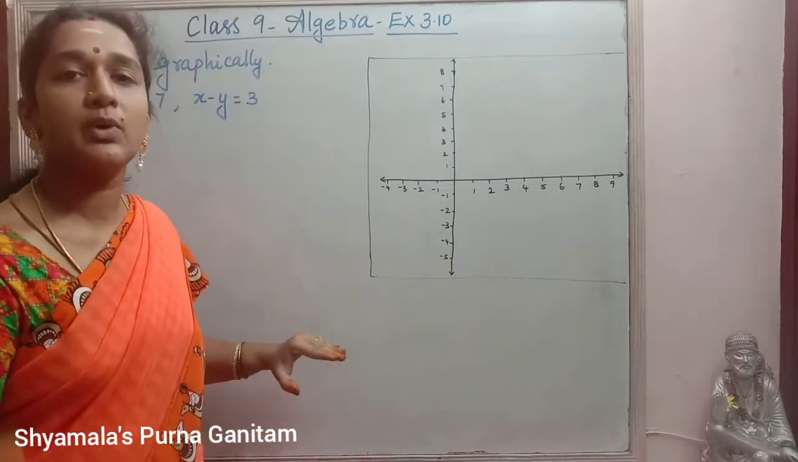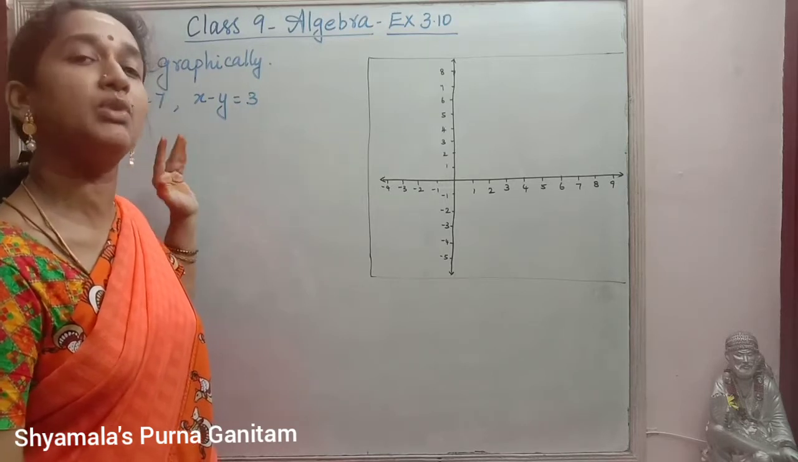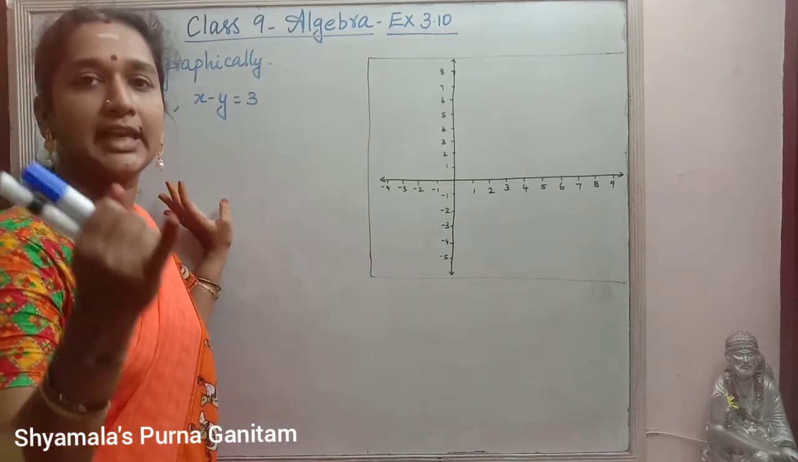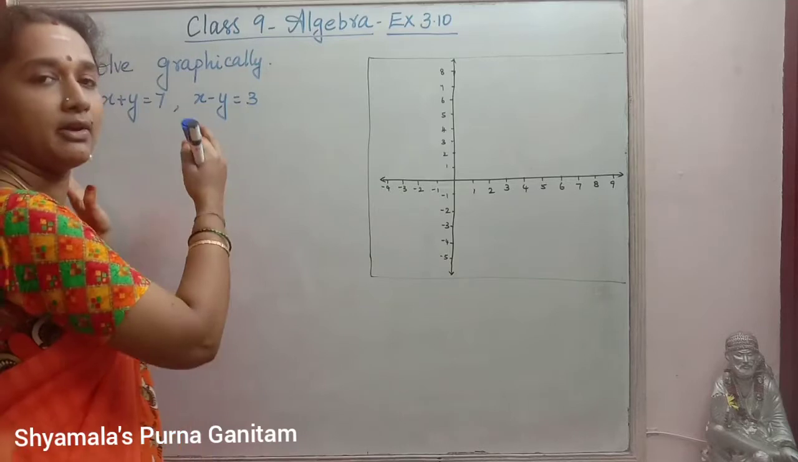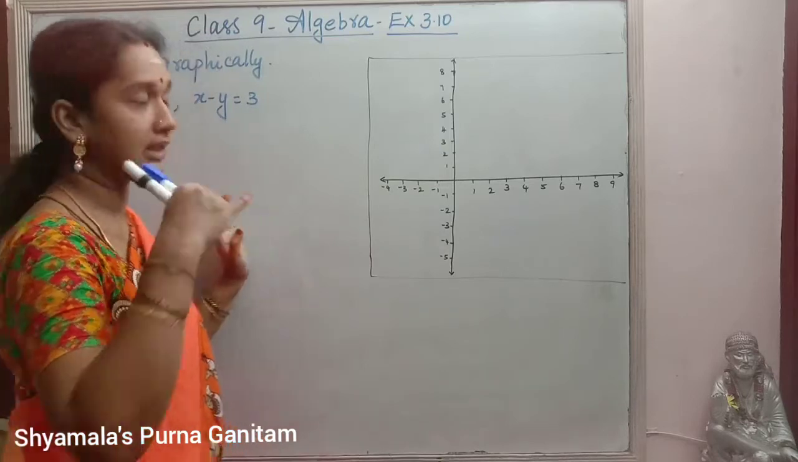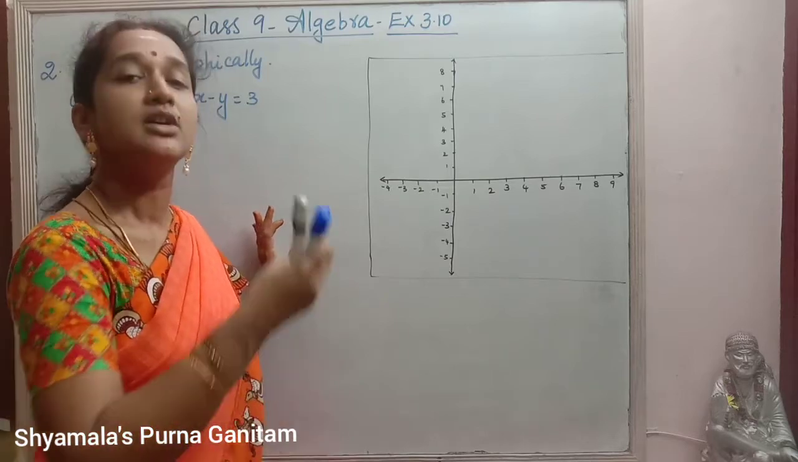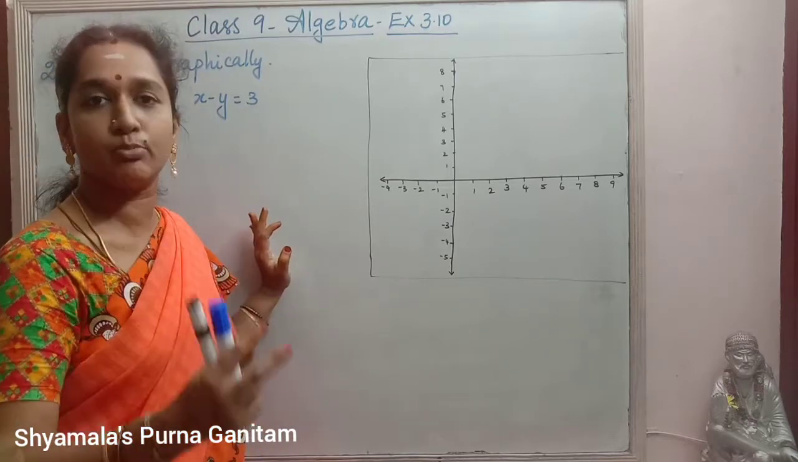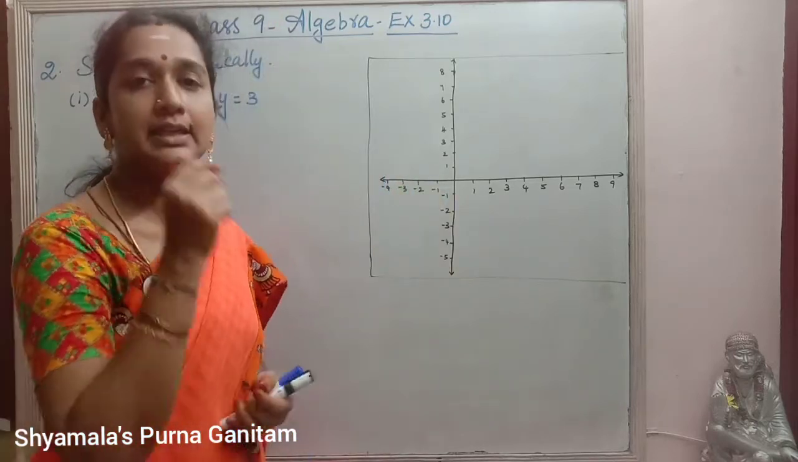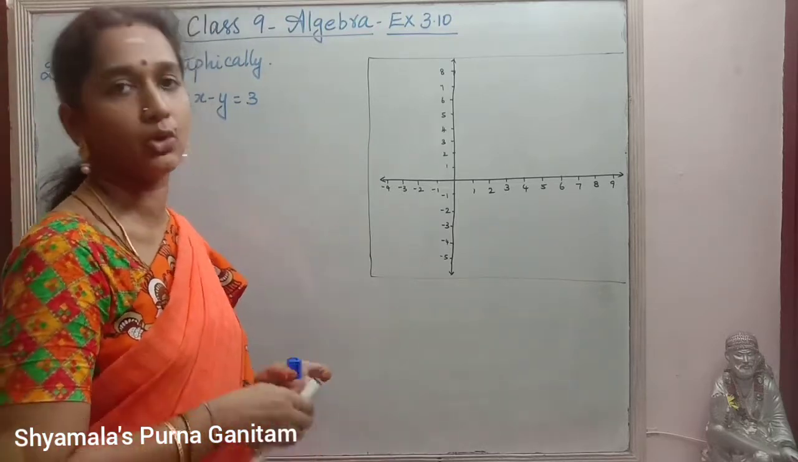So first we will find out separately the values we are going to substitute for the given linear equations. For x plus y, we'll take two values: we'll take x as 0 and y as 0 and find the two points that have to be plotted in the graph sheet. Then x minus y is equal to 3. For that also, we'll take the x value and y value as 0 and find two points to be plotted. We will plot them, and the point where both the lines intersect is the solution for the given two equations. Okay, so that is what we are going to do now.